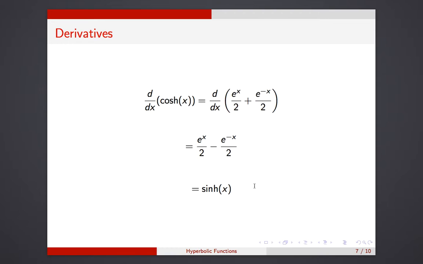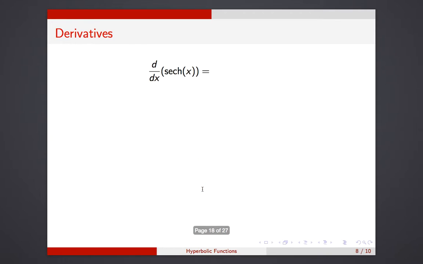So the derivative of cosh is not negative sinh. You actually don't pick up a negative sign. The derivative of cosh is just sinh. So it's almost like the normal trig things, but it's not completely analogous. You do lose a negative sign here.